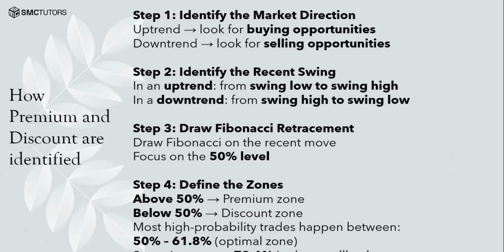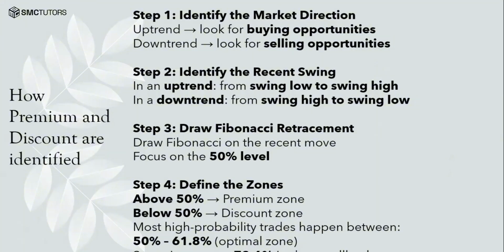So how premium and discounts are identified, like I've drawn, we have to identify the market direction. We have to make sure that we are in a proper market trend of uptrend and downtrend. So for uptrend, we look for buying opportunity, and those buying opportunity in an uptrend, we have to wait for price to pull back into discount zone to push back to the upside. For downtrend, we have to look for selling opportunity, and we look for selling opportunity at premium zone.